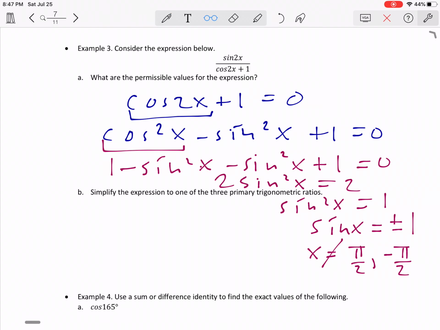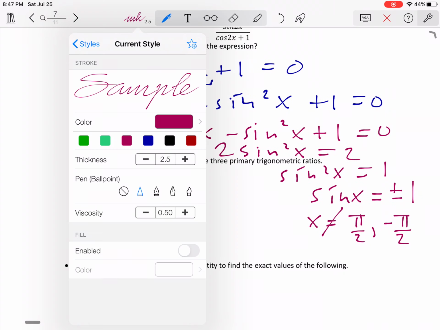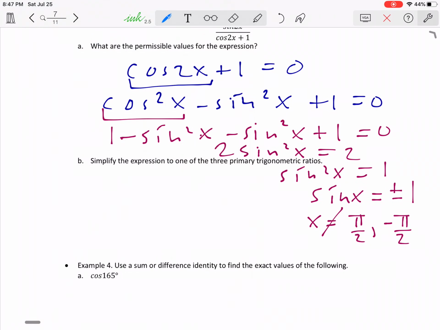Okay, and now let's do some more algebra. So what it says here is simplify the expression to one of the 3 primary trigonometric ratios. The primary ratios would be sine, cos, or tangent, not the cotangent, secant, or cosecant. So take that expression and convert it to one of the 3. I made a mention of this in the previous lesson: I need to see your steps in how you go about doing this.